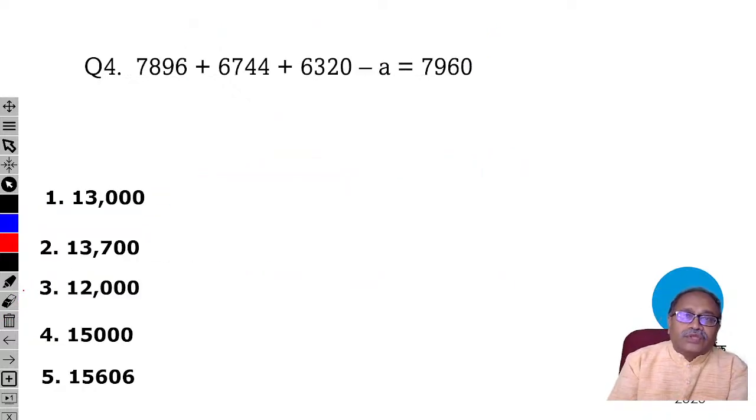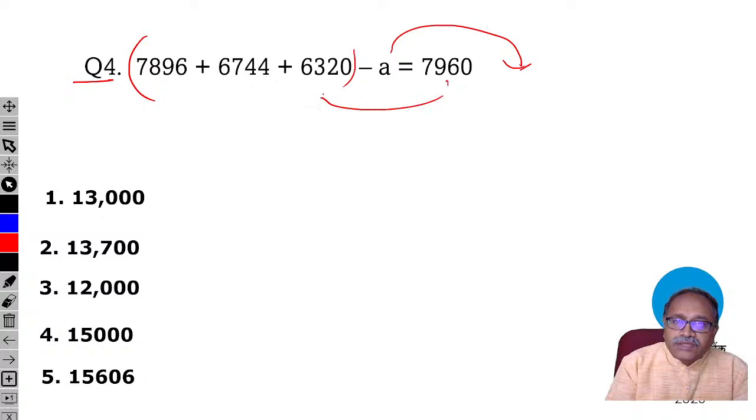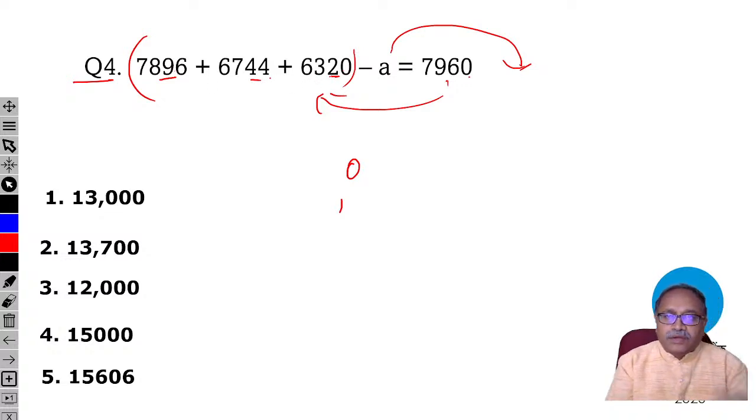Okay, so the next one, question number 4. Look at this part. There's simple addition over here. Now take the a on the other side and bring this side. It becomes minus here. So 6 plus 4 is 10 and 10 minus 0, that's 1, carry 1. So this is 9 plus 4 is 13 and 13 plus 2 is 15.